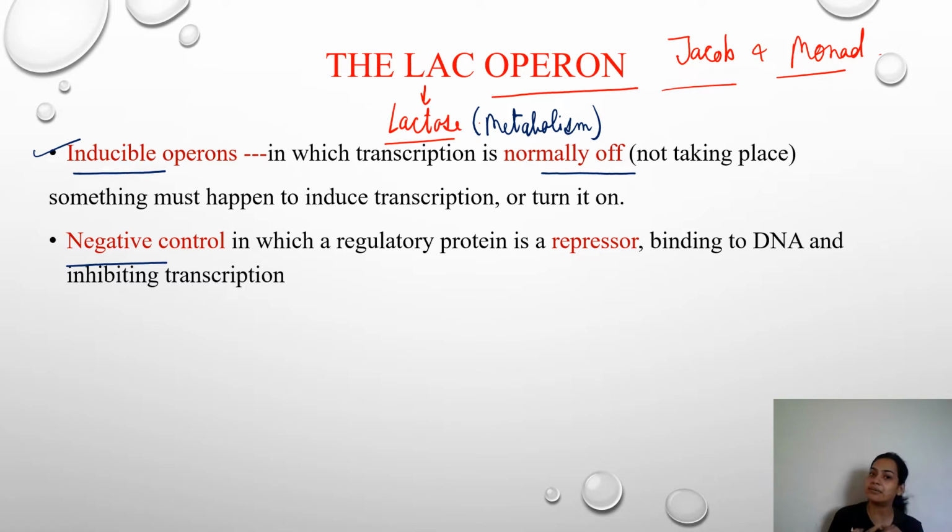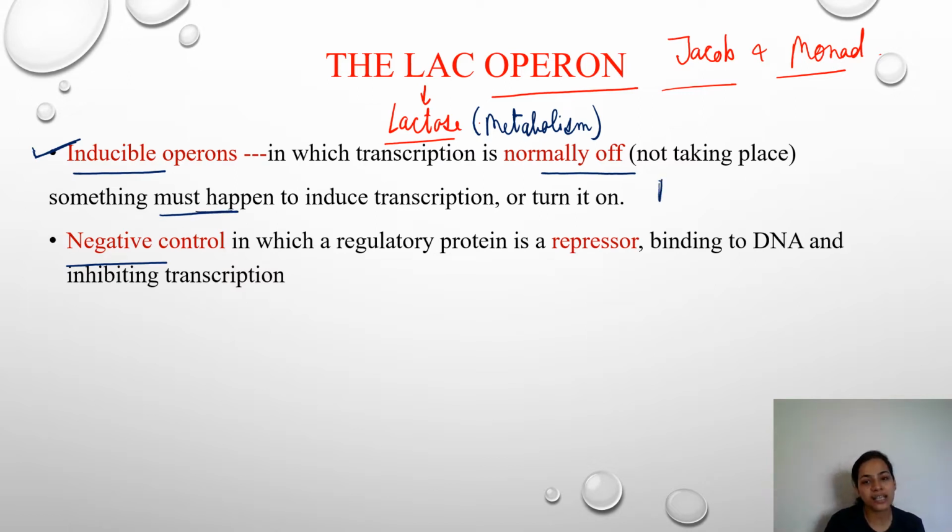They are not needed by the cell. That's why the cell will not unnecessarily make the product of those genes and waste its energy. These genes will be switched on only when they are required. So in this type of operon, transcription and translation are not taking place, and there has to be a stimulus. Something must happen to induce the transcription or turn it on.